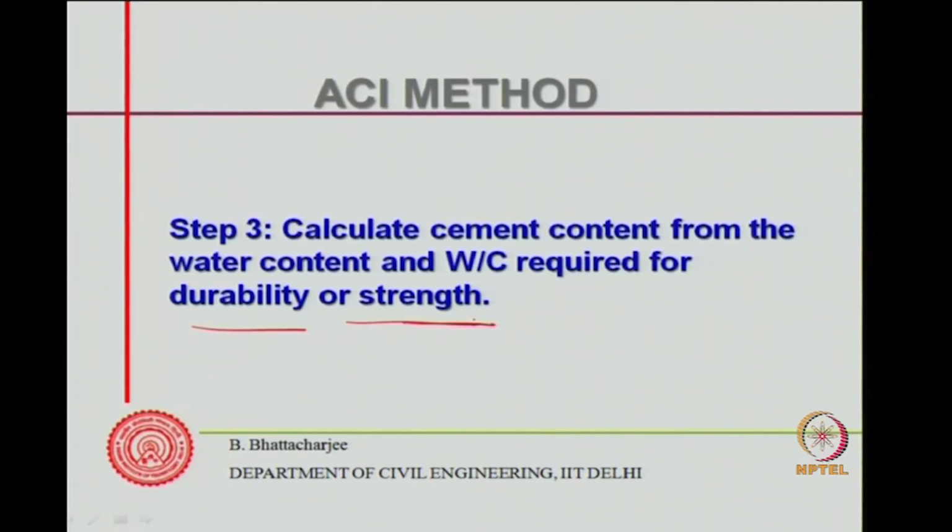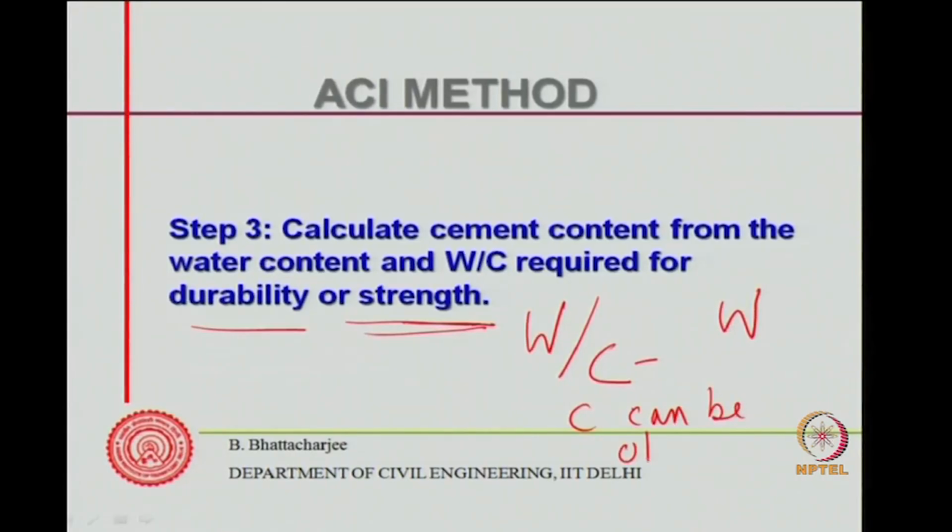So, you have a maximum water cement ratio, and from the strength consideration you have found out the water cement ratio. So, whichever is lower, you choose that water cement ratio, and based on that you find out the cement content, because you know W by C, you know W, you can find out C. C can be obtained. So, you see, this has some sort of similarity up to this stage with the methods that we have looked into earlier as well.